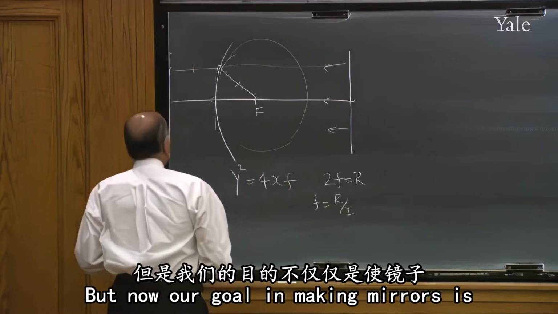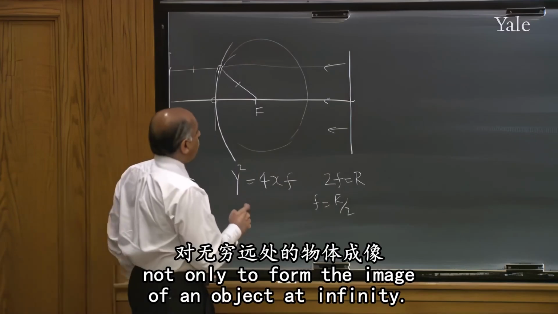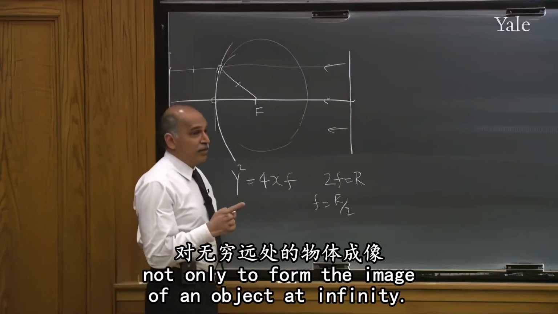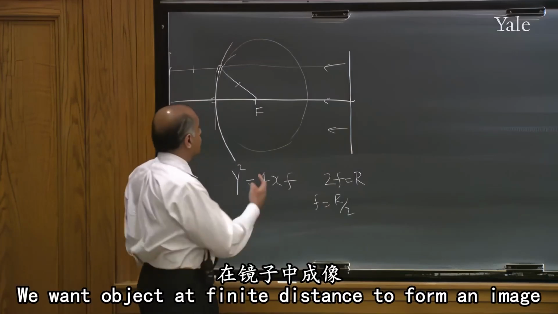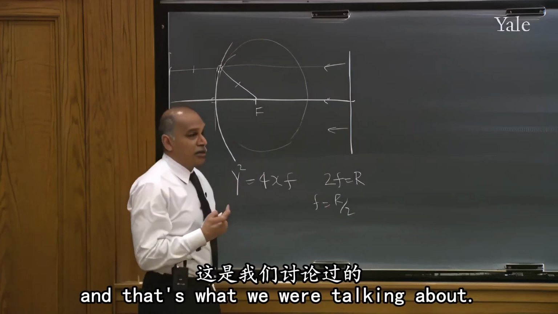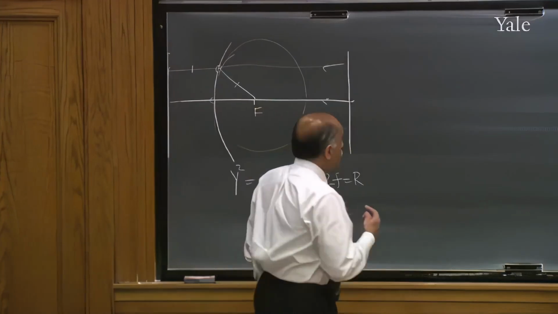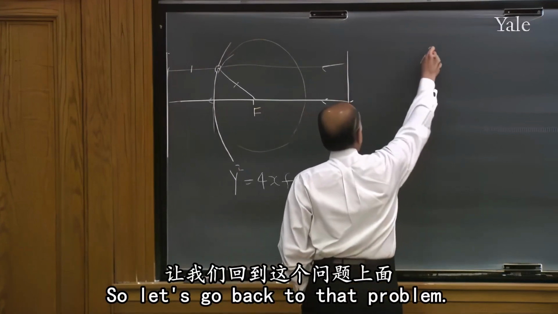But now our goal in making mirrors is not only to form the image of an object at infinity, but you want an object at a finite distance to form an image, and that's what we were talking about. So let's go back to that problem.